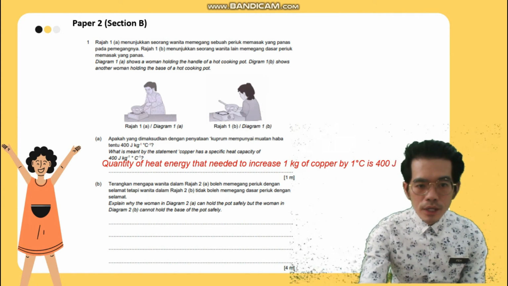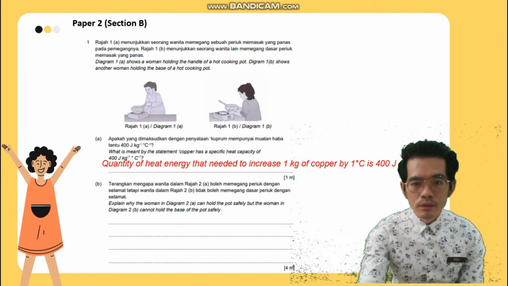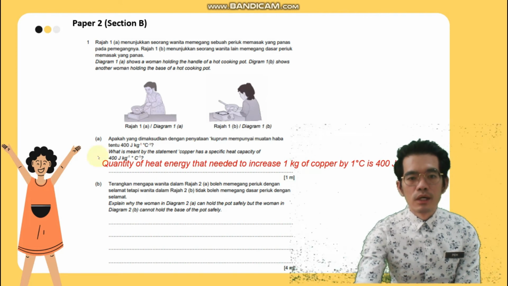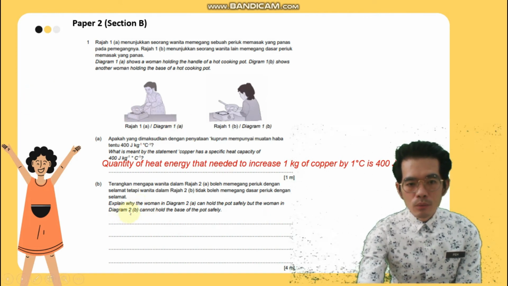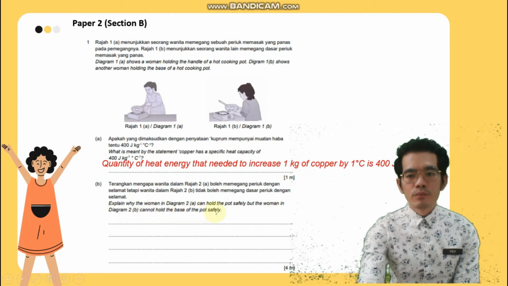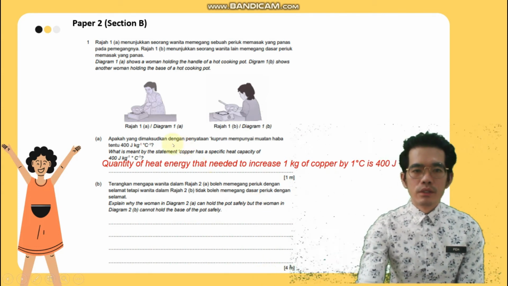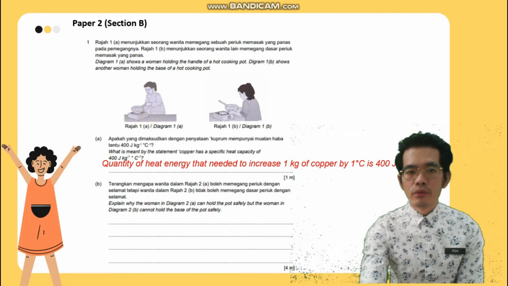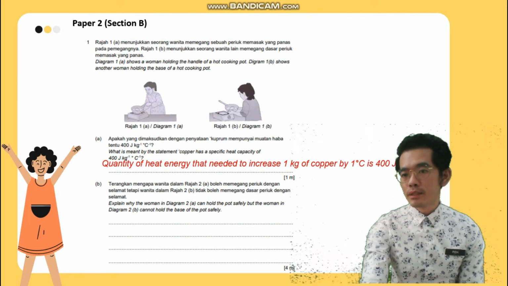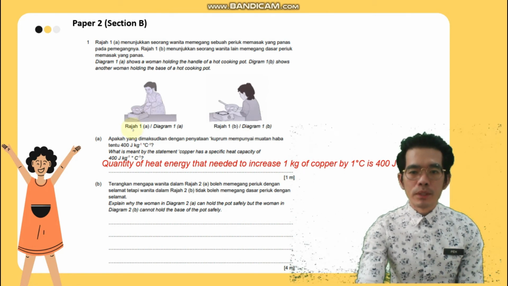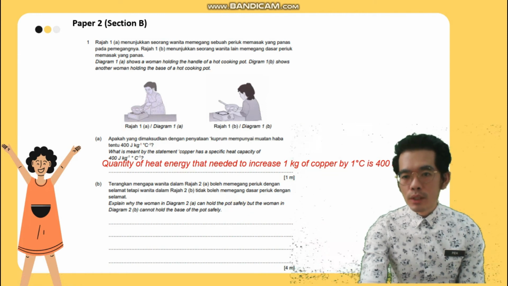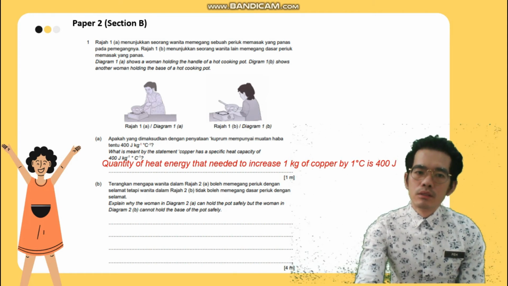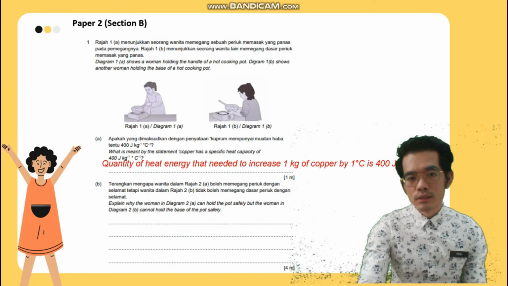Okay. So B, explain why the woman in diagram 1A can hold the pot safely, but the woman in diagram 1B cannot hold the base of the pot safely. So here 4 marks. So the first, the woman holding the handle. The handle is normally made out of material with higher specific heat capacity. This is the first mark. Material with higher specific heat capacity will heat slower, or increase temperature in longer time. So this is the second mark regarding picture 1A.